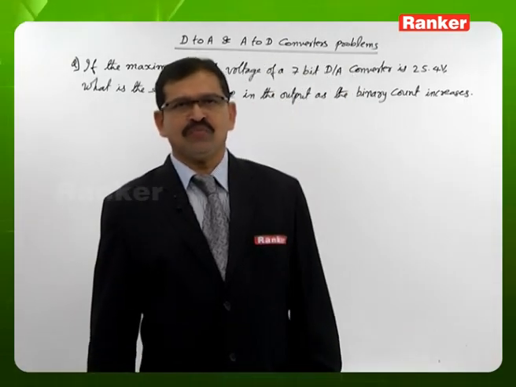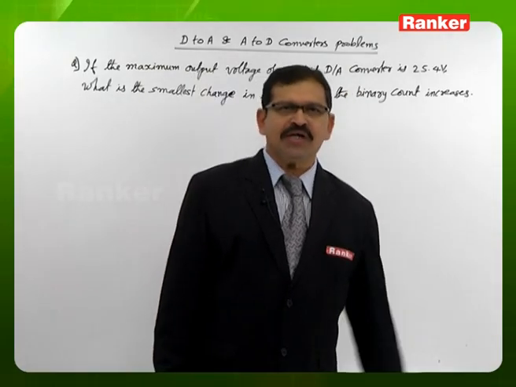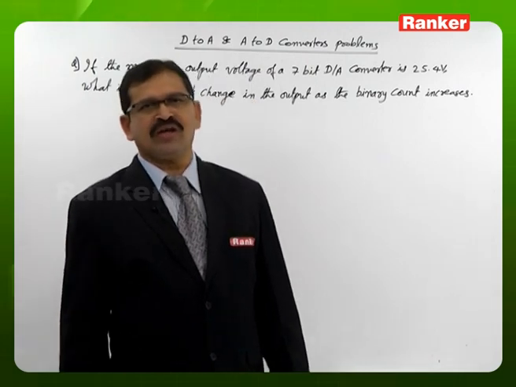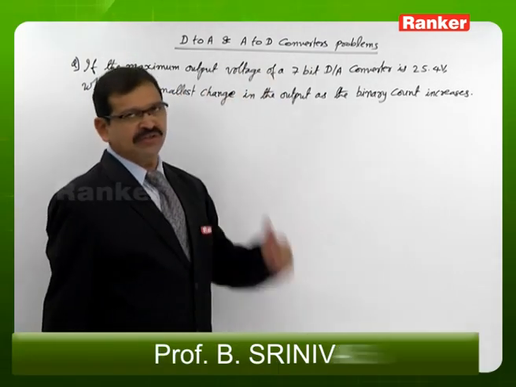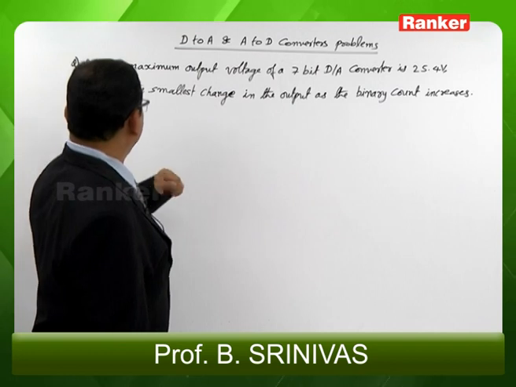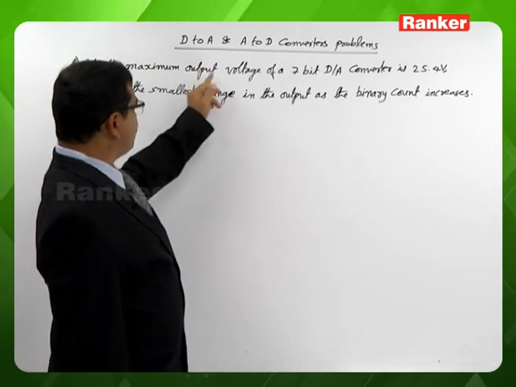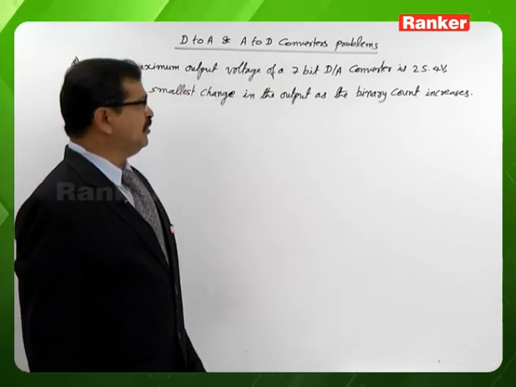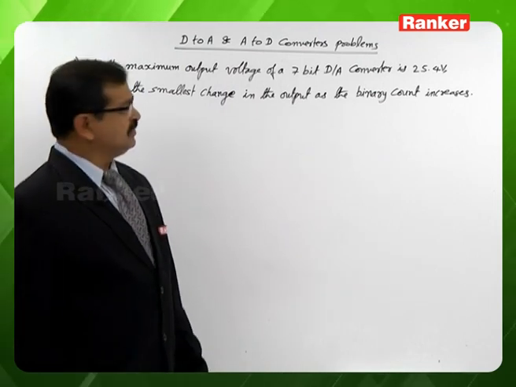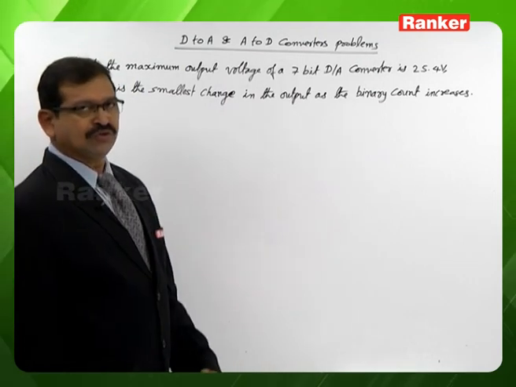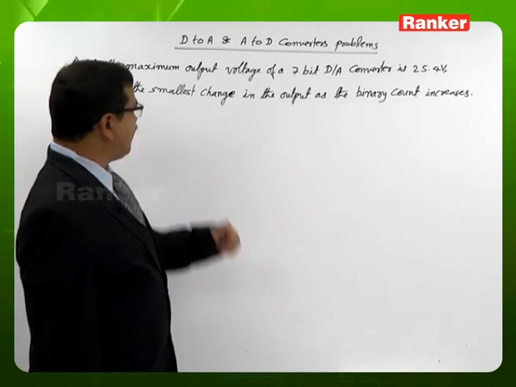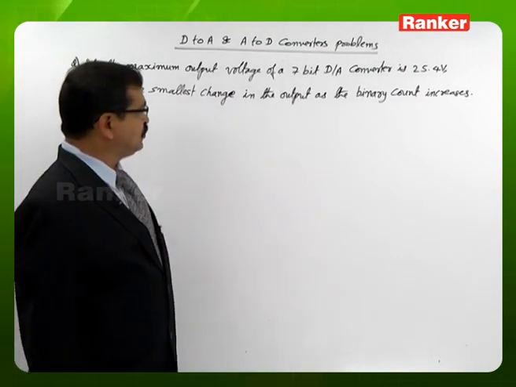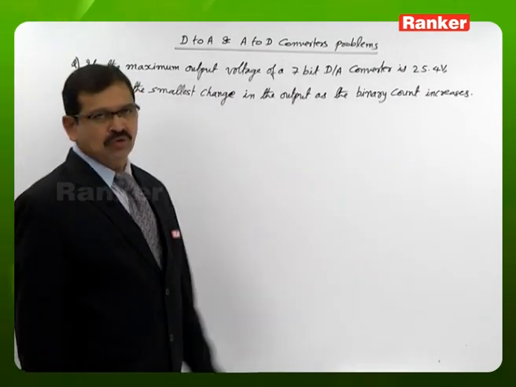So let us work a few problems related to digital to analog converters and analog to digital converters. Let's start with this problem. The maximum output voltage of a 7-bit digital to analog converter is 25.4 volts. What is the smallest possible change in the output as the binary count increases?